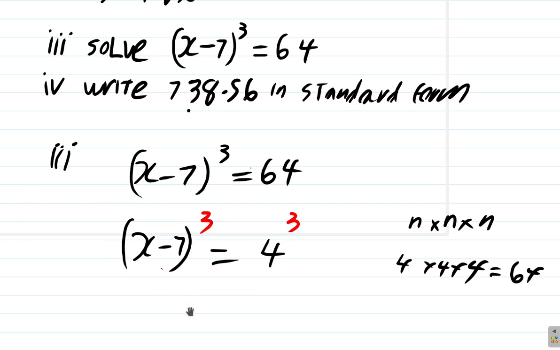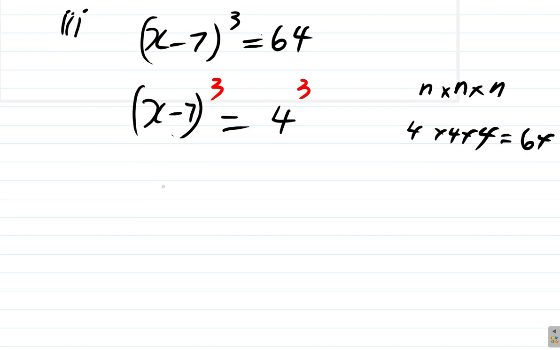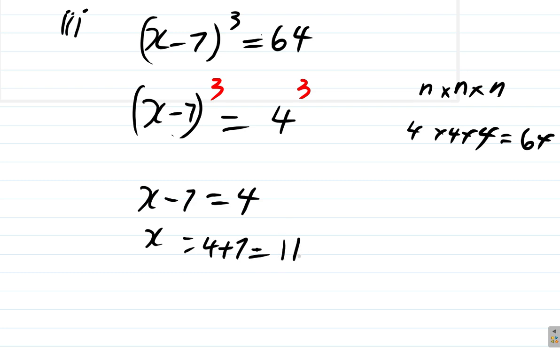So, what you're going to do here now, you say x minus 7 is equal to 4. Add 7 to both sides. x is equal to 4 plus 7. What is 4 plus 7 equal to? Is equal to 11. So x is equal to 11.